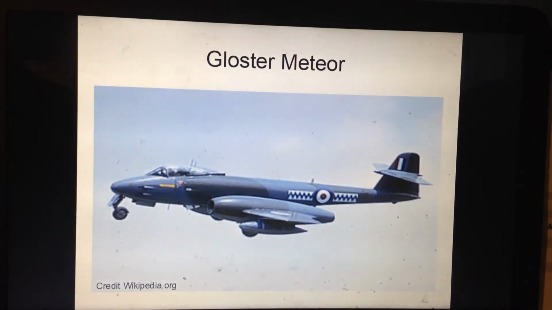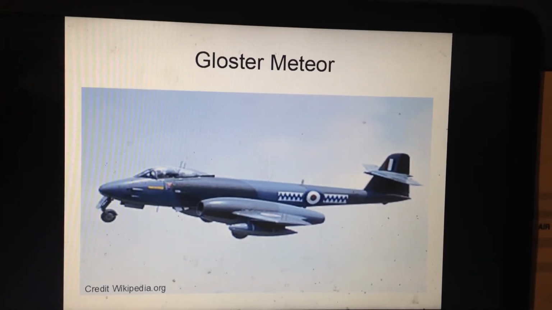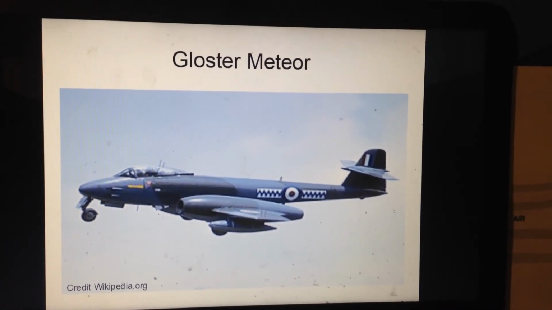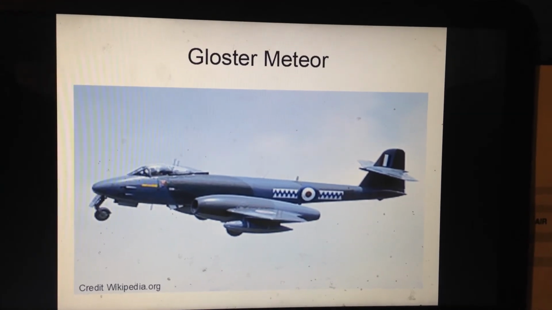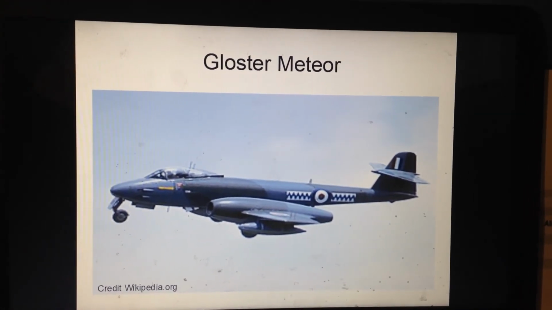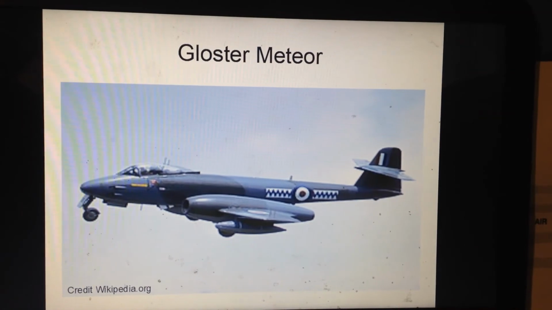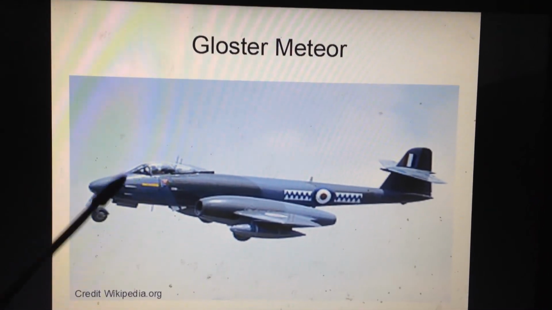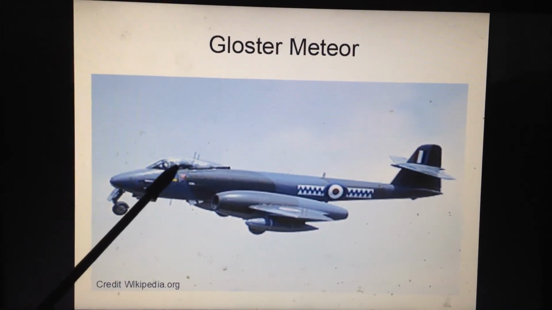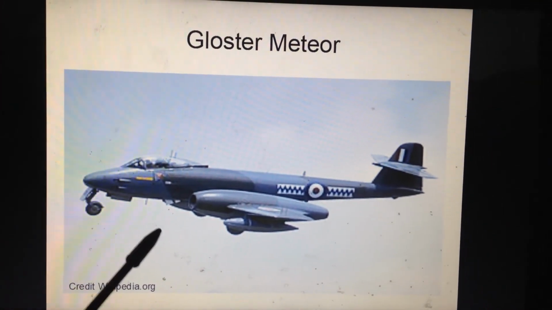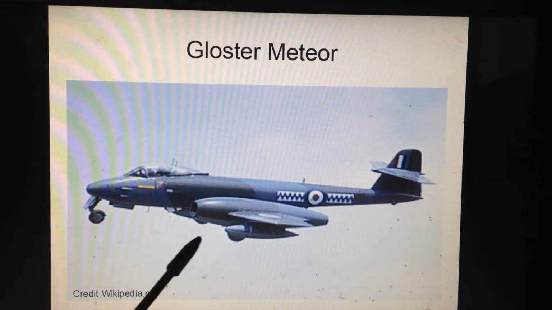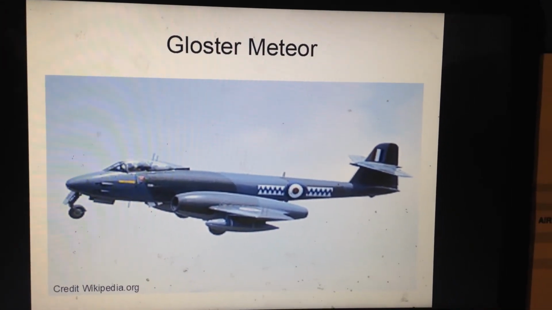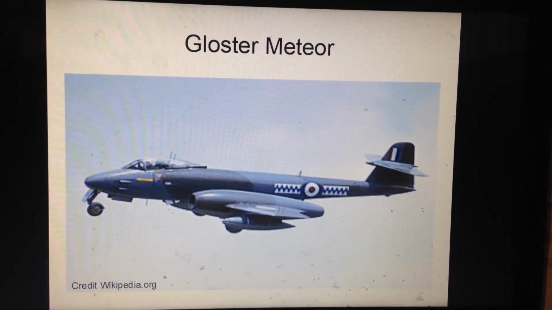Next, we have the Gloster Meteor. Now, this is the first jet-powered aircraft that was used by the Allies, and the only one that was used by the Allies during World War II. So, as you can see, it's similar to the Me-262: 2 turbojet engines, 4 machine guns, 2 on this side, 2 on the other, 1 pilot, and it was used for the same tasks as the Me-262. I forgot to mention, this was used by the British Air Force during World War II.